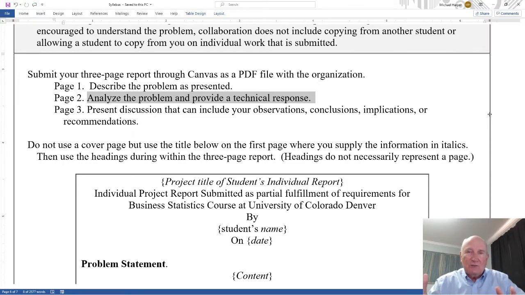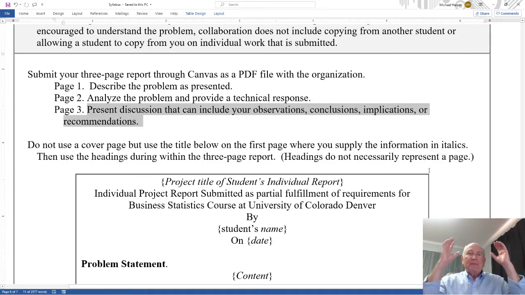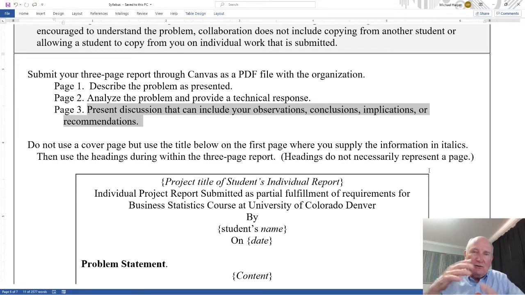Once you get that statistical result, page 3 is to present a discussion that will include your observations on that result, the conclusions, implications, or recommendations. You say, here's the problem, here's the statistics, here's what the statistics means to you. You analyze it, you make observations, you make conclusions, implications on what will happen to this company, and recommendations of what should be done. So all of that is yours. Some people say, what do you want me to say there? I don't want you to say what I want to say. I want you to say what you think you should say to them from your analysis up here.